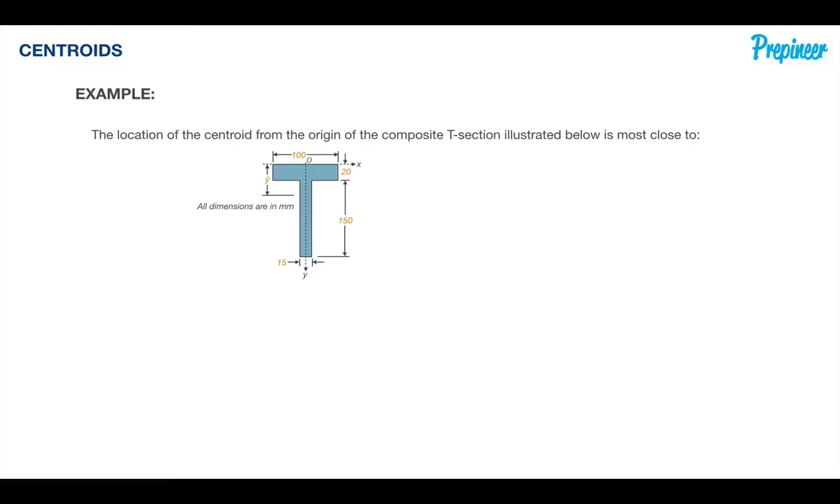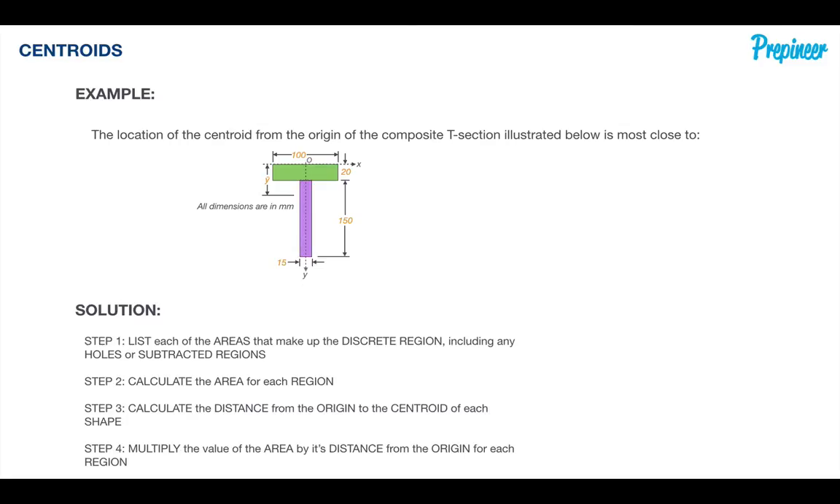All right, so again, we are given a T section with its stated dimensions there in millimeters. And our task is to find the centroid of this area. So let's go ahead and do that.